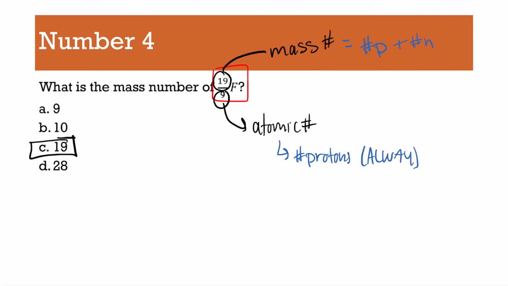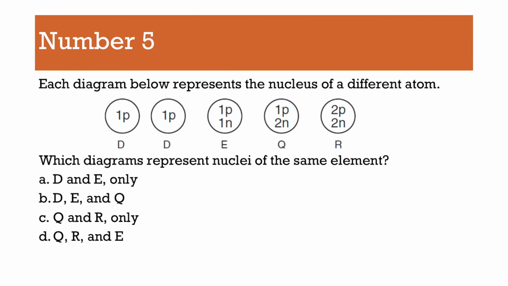Now, if an atom is neutral, it tells us the number of electrons. But if you see the word atom, atom means that it is neutral. Now, up to this point, we haven't talked about anything other than neutral atoms. So protons equals electrons. Okay.